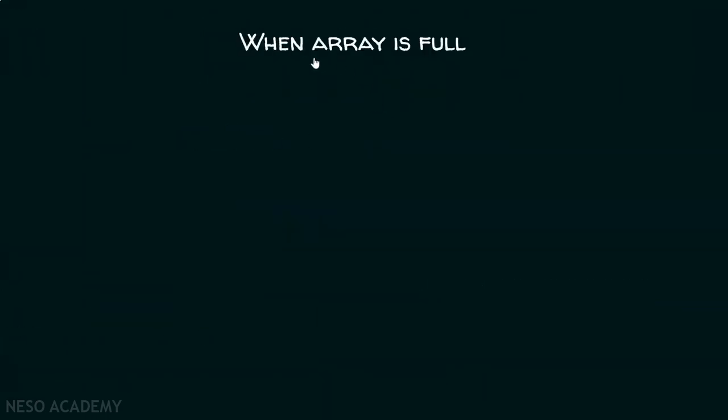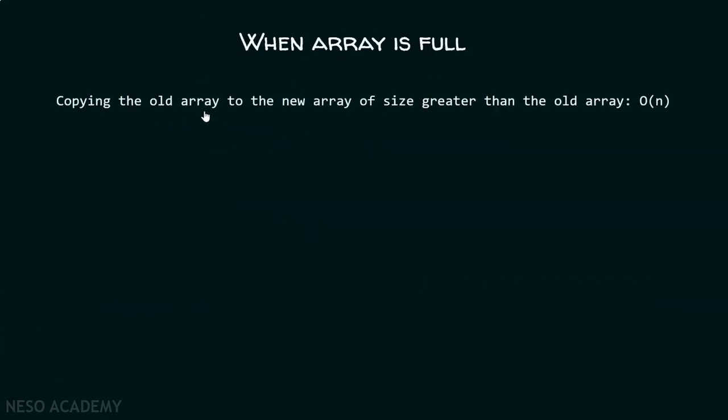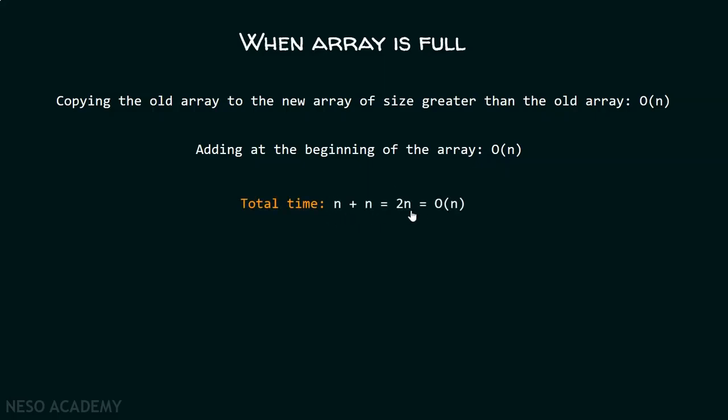Now let's see what happens when array is full. For this purpose, we need to copy the old array to the new array of size greater than the old array. Right? Of course, some new array has to be created whose size is greater than the size of the old array. This requires n amount of time because here we are copying the old array to the new array, right? So order of n will be the time complexity. And then after that, we can add the data at the beginning of the array, just like we have done before. So this will also take order of n time. So the total time will be n plus n, which is 2n. Again, this is order of n, as we can simply eliminate this 2 in the asymptotic notation. So the time complexity is big O of n in this case as well.